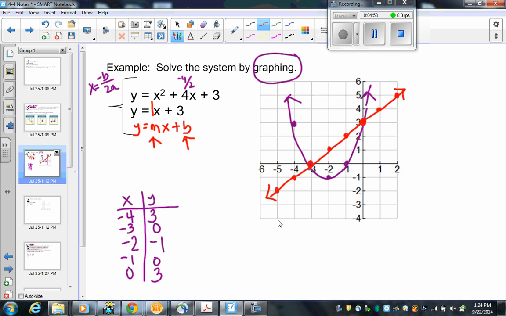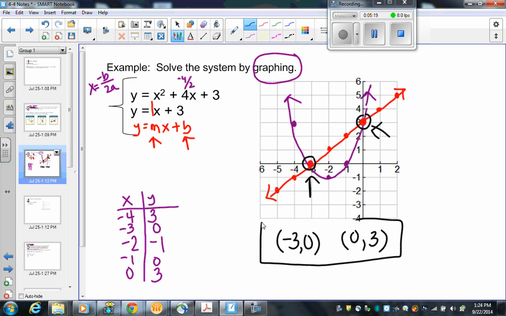Now, to find the location at which they intersect, those would be our two solution points. So the locations at which they intersect are negative 3, 0, and 0, 3. These would be our solutions to the system of equations, two ordered pairs.